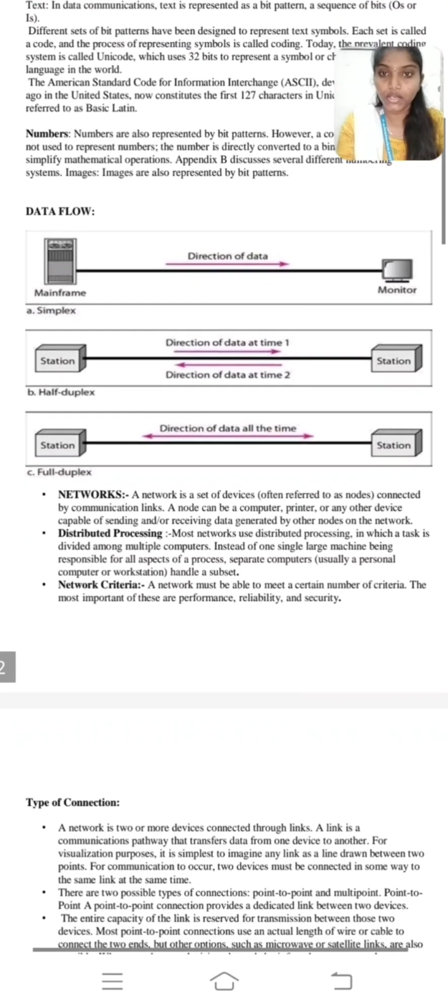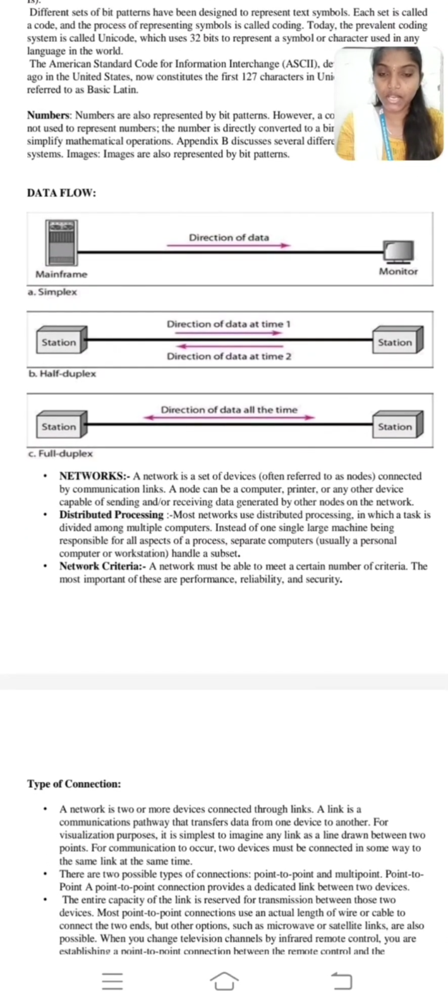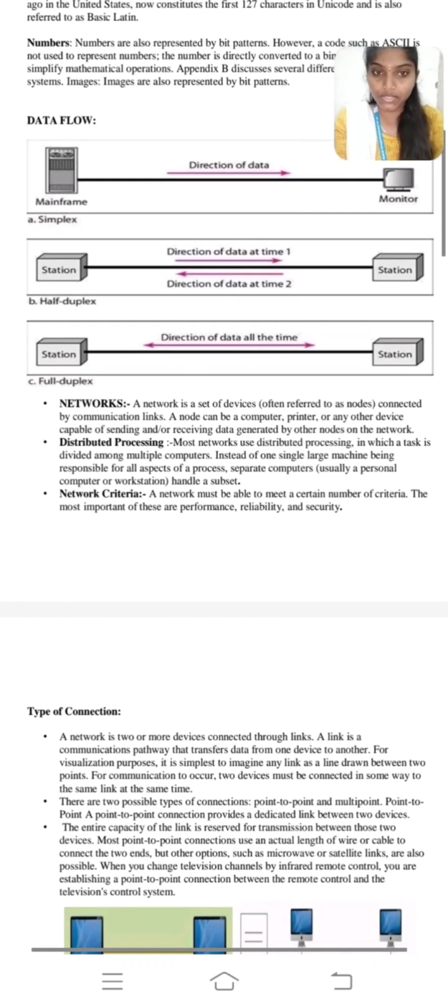Next, data flow. Data flow can be of three types: simplex, half duplex, and full duplex. In simplex mode, there is a mainframe and a monitor, and in the middle is the direction of the data. Next, half duplex is station and station. In the middle, data is directed in one direction at one time and in the other direction at another time. Next, full duplex. Full duplex also has station and station, with data directed in both directions all the time. In half duplex it is one direction at a time, while in full duplex it is at all times. This is the data flow model.